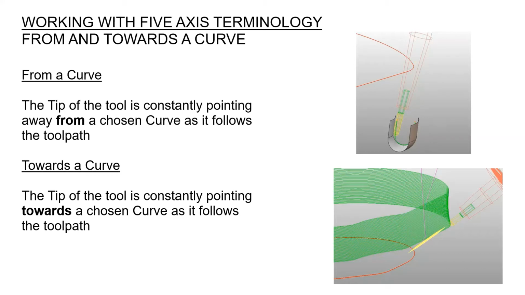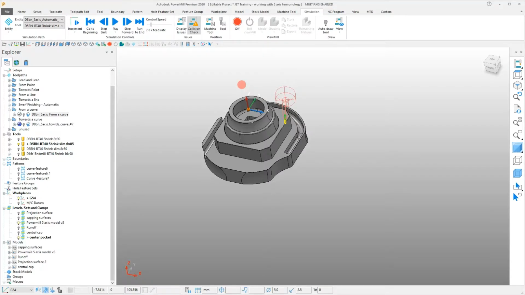So let's look at some programming examples of using from and towards a curve. I'll be using Autodesk PowerMill to show this example. So this is programming from and towards a curve. Firstly, let's look at programming from a curve.